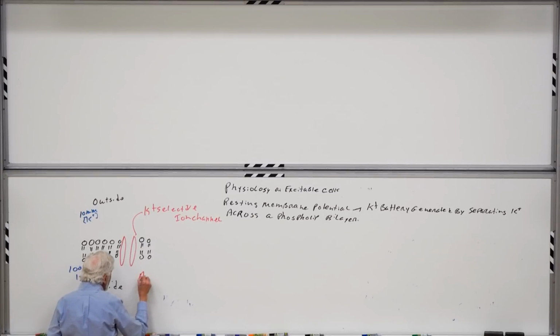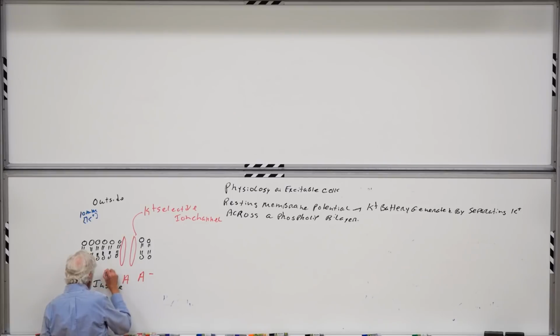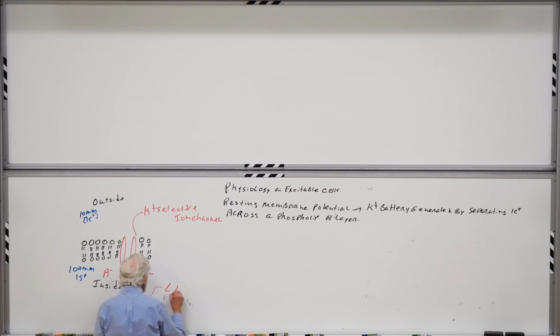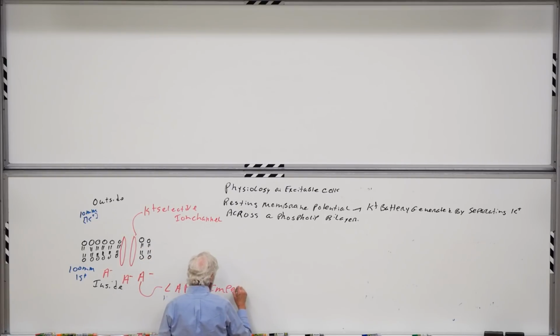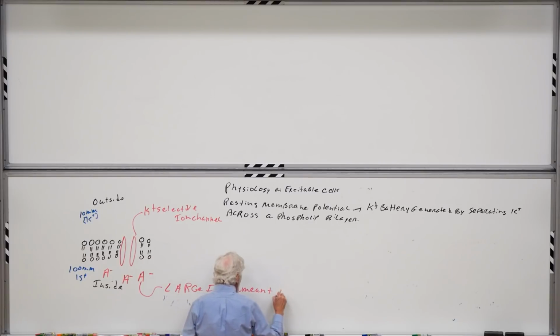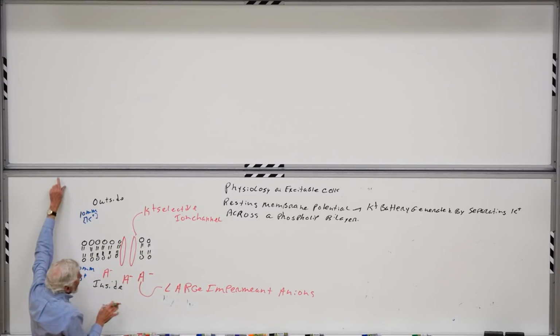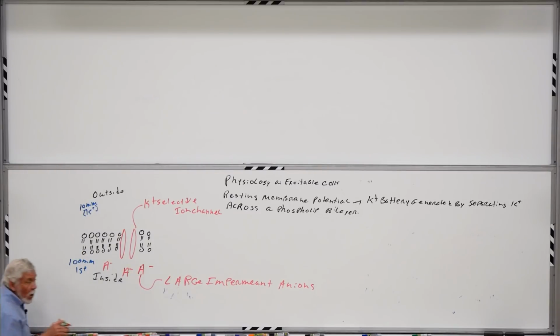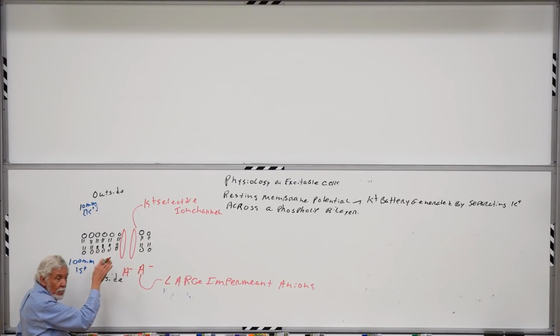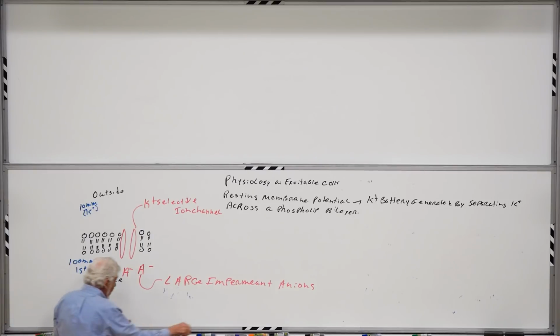The reason it doesn't happen is that there's another set of characters in here. The inside of the cell contains what I'm simply going to label as A negative. And these are large, impermeant anions. The precise species of these anions is variable. Sometimes they are organic acids, sometimes they're proteins. But the major idea is that they're negatively charged and they can't escape. They're stuck inside the cell. But the potassium ions can leave.